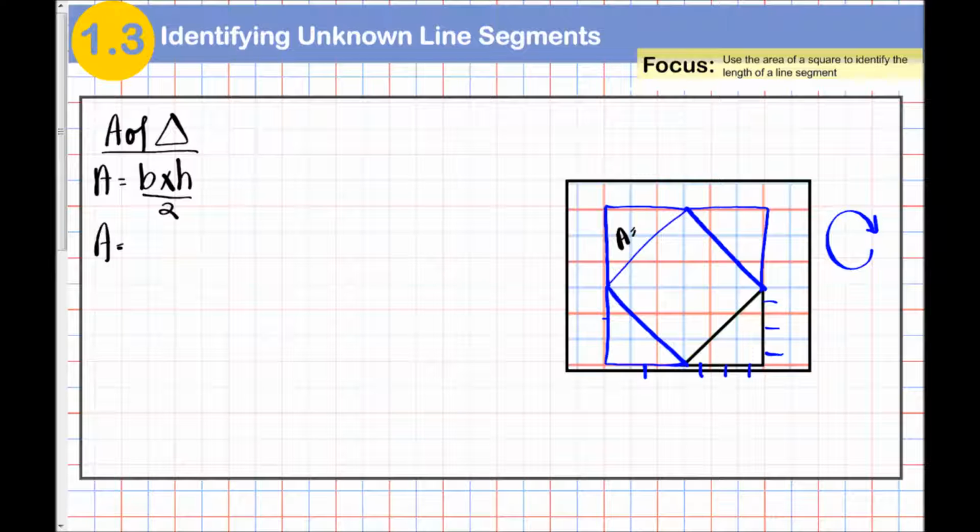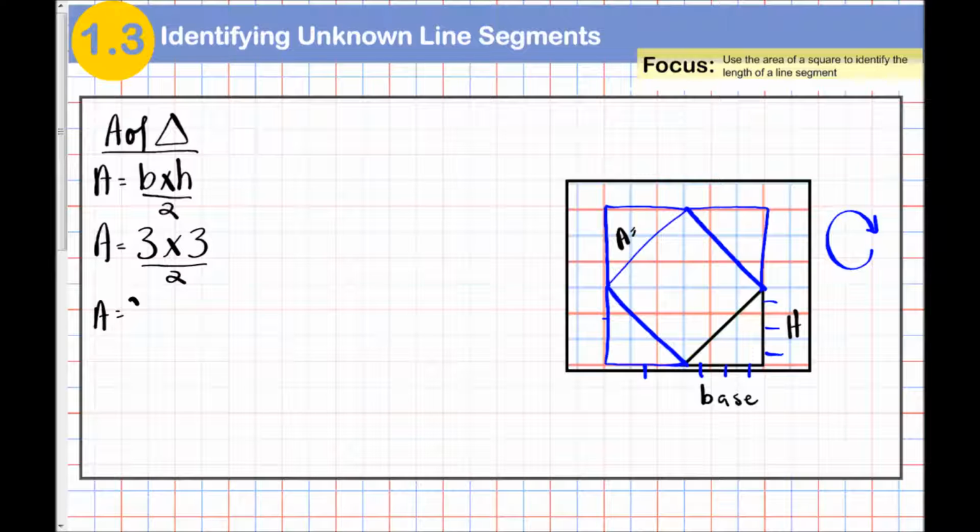So area equals, the base is the bottom, this is our base, and this is our height. So the base of the triangle that I have here is 3 times its height, which is also 3. All that's over 2.